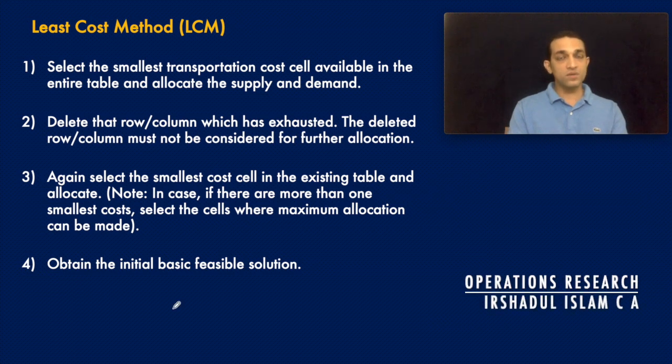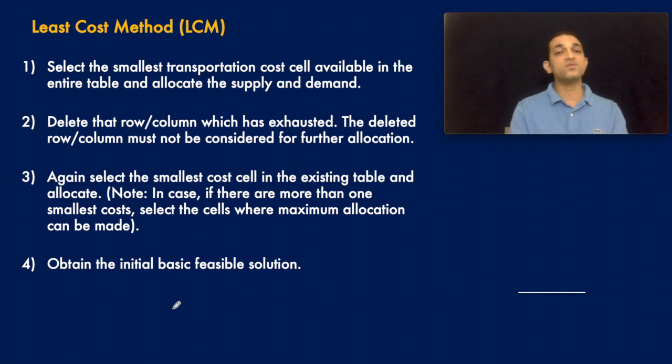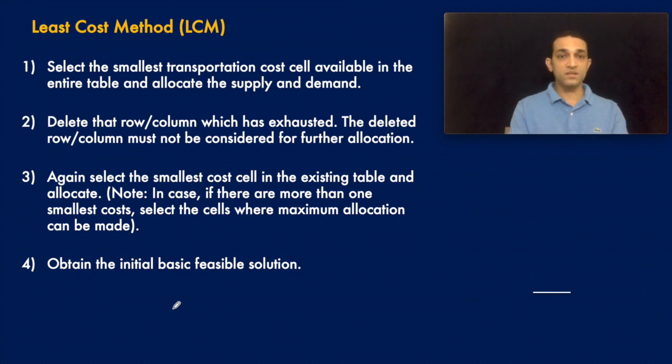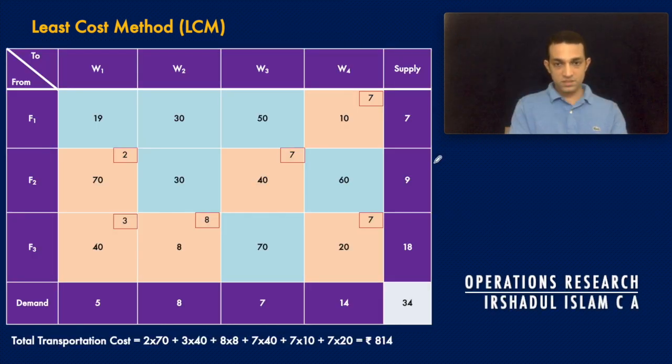The algorithm goes like this. Select the smallest transportation cost cell available in the entire table and allocate the supply and demand. Delete the row or column which has been exhausted. The deleted row or column must not be considered for further allocation. Again select the smallest cost cell in the existing table and allocate. Obtain the initial basic feasible solution. This is the original transportation matrix. Here in this case this is a least cost method.